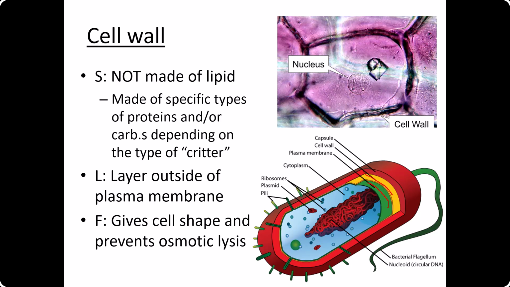So that one's a little trickier because maybe you don't know what osmosis is yet, but we talked about lysis, the root word lysis, before when we talked about hydrolysis. So lysis is breaking apart, and then osmosis is the movement of water across a membrane. So osmotic lysis is when a cell ruptures from too much water going into the cell. So with a cell wall, that limits the amount of water that goes into the cell. So cell walls prevent osmotic lysis.